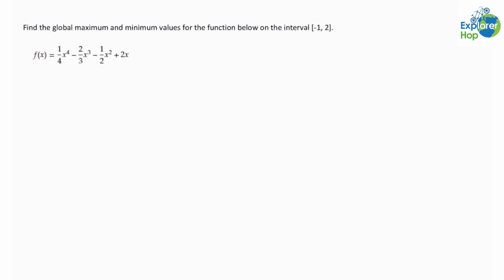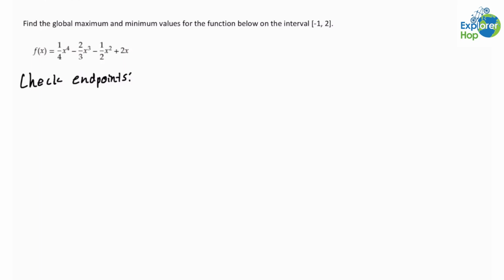Before we begin to find any values, we need to recognize that the maximum and minimum values of the function either occur at an endpoint or at a critical point. Let's first check the two endpoints. So we will evaluate f of x at x equals -1 and x equals 2.